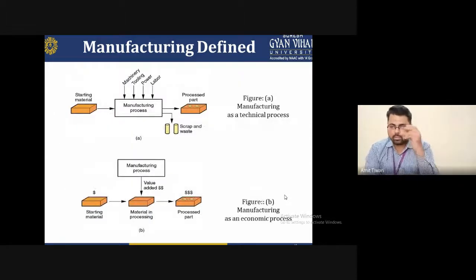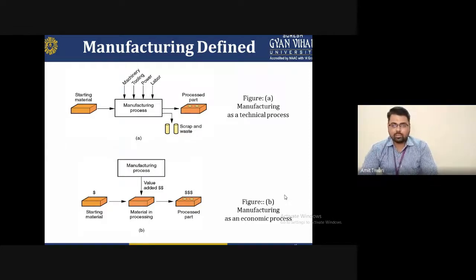Now we can understand this cycle, economically and technically, with the help of a diagram. In diagram A we show manufacturing as a technical process, and in diagram B we show manufacturing as an economic process. Both are different from each other.